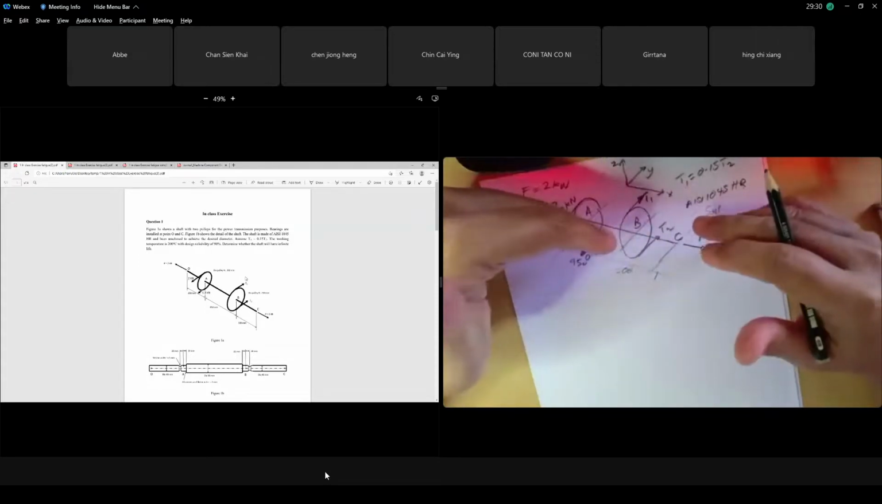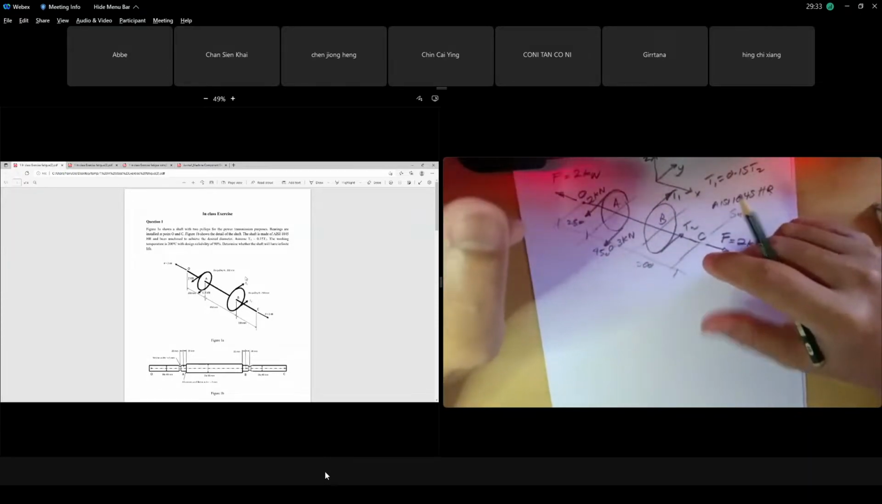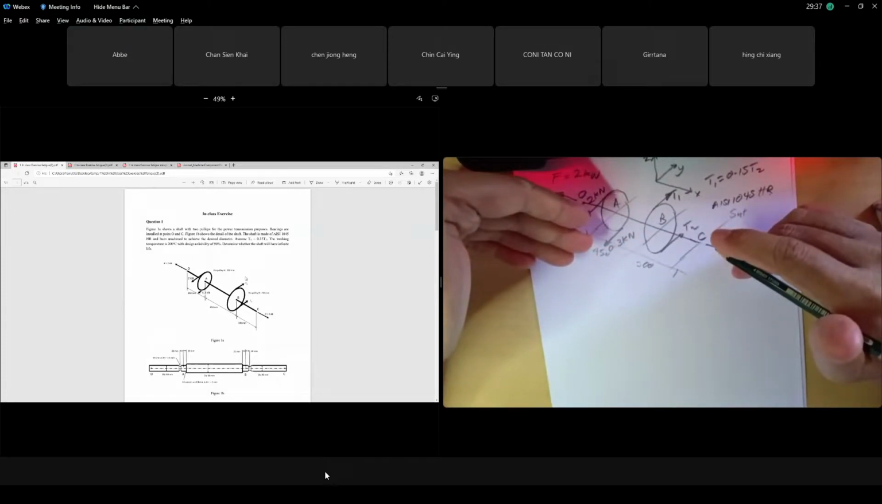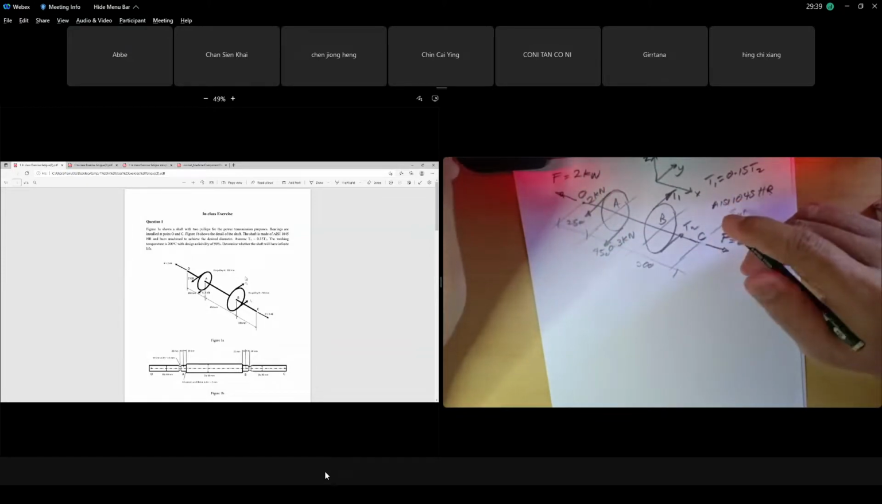What is the first step when you have a problem like this? We draw the free body diagram, shear diagram, and moment diagram. Right?